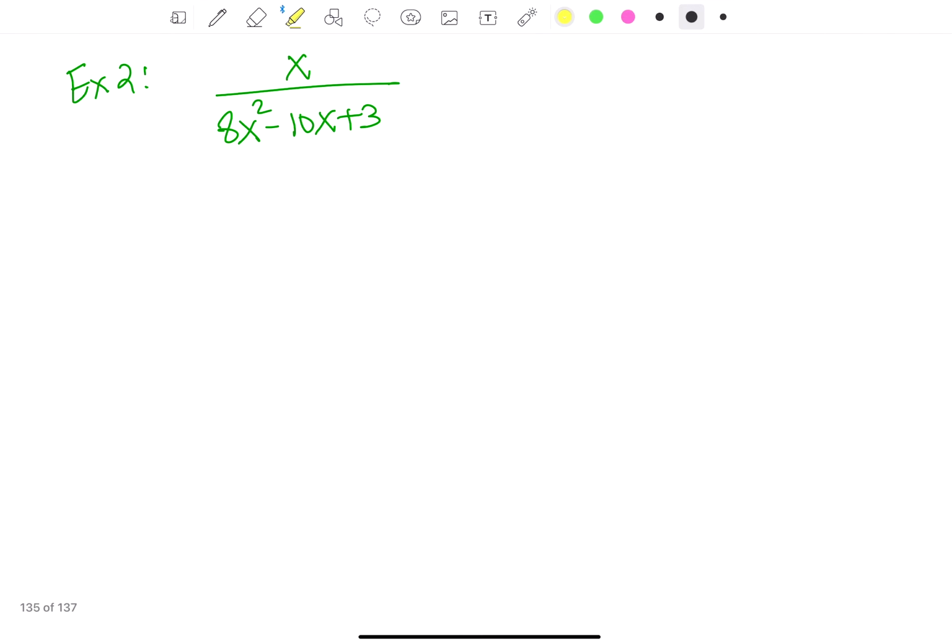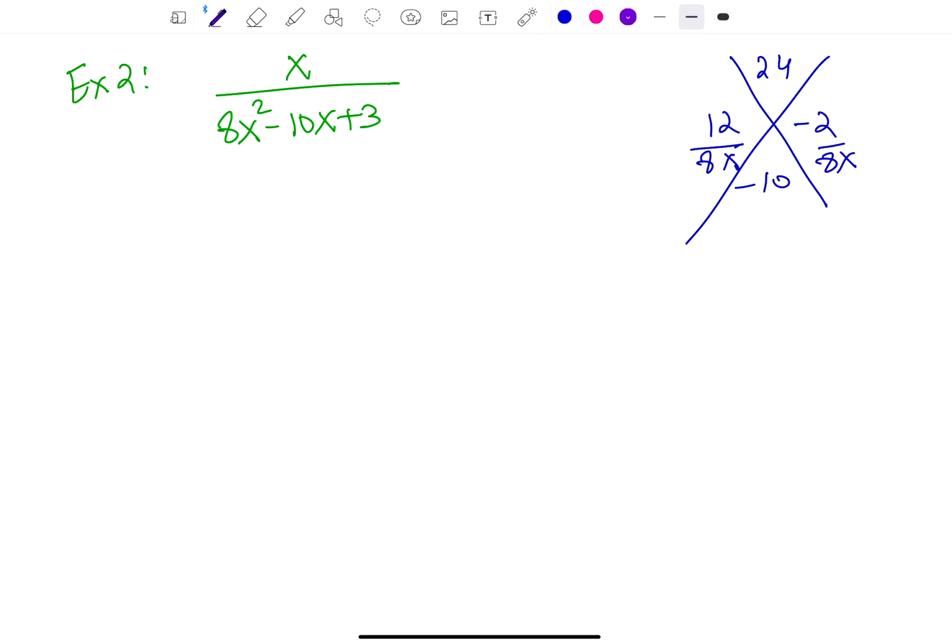Right, another example, when the denominator is a product of linear factors. So in this example, I'm going to go ahead and factor the denominator first. We can factor the denominator by using the AC method or the bottoms up method, however you factor trinomials. 8 times 3 is 24, negative 10. Two numbers that multiply to give me 24 and add up to give me negative 10 are negative 12 and negative 2. And we're going to divide them both by 8x and 8x. So that's going to leave me with 4x minus 1, 8 over.